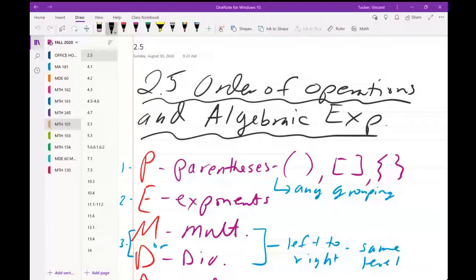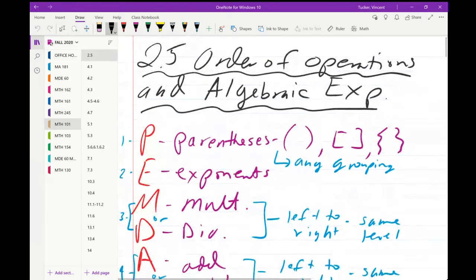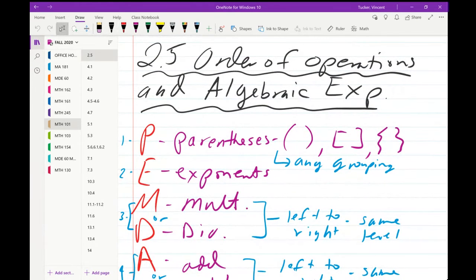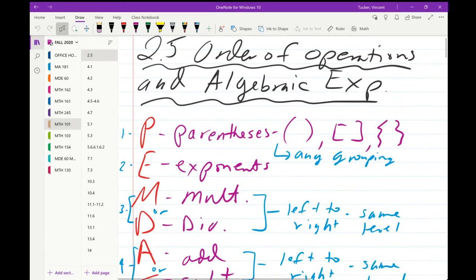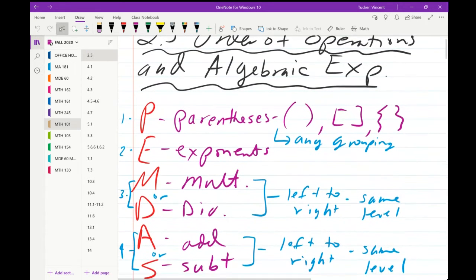Okay, so we are starting with 2.5, order of operations and algebraic expressions. This class starts off with 2.5 and then goes to 4.1, and those sections will be reflected in your homework. When you go to homework 1, you'll see 2.5, 4.1, I think it goes to 4.4 or something like that, but you'll see it all labeled in Connect Math.